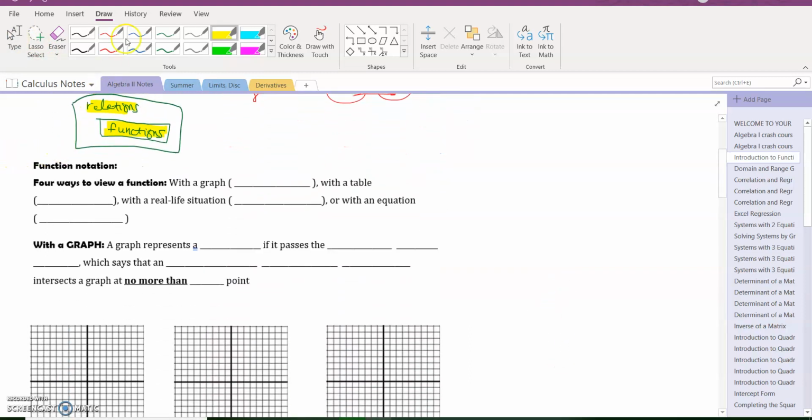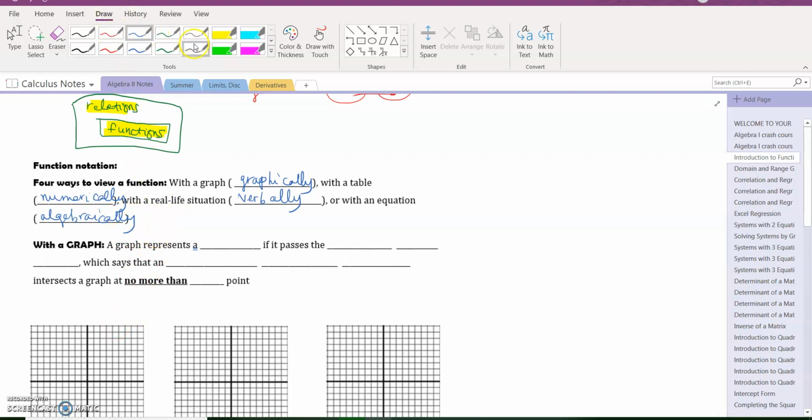Now, we're going to be representing functions 4 different ways in this class. So we can do it with a graph, which obviously is called graphically. If you represent it with a table, that's called numerically. With a real life situation, that would be verbally because you're doing it in words. And if you have an equation, that would be algebraically. That's if you actually have like y equals something or f of x.